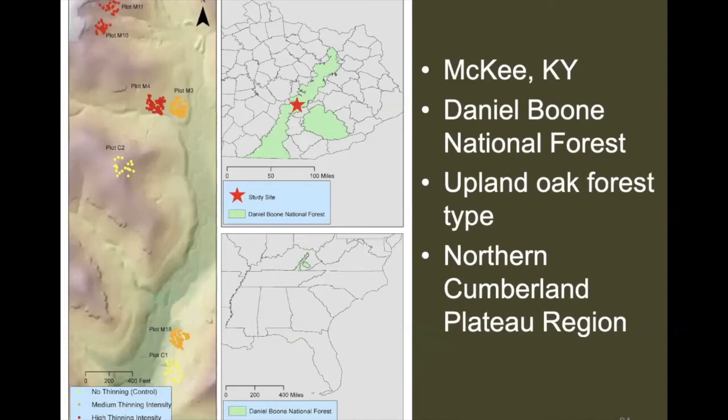This is a map showing that the Daniel Boone National Forest is in the southeast region of the United States. It is close to McKee, Kentucky. It's considered an upland oak forest type and part of the northern Cumberland Plateau region. The figure on the far left shows how the plots were arranged across this watershed. The plots in yellow are our control plots, meaning that no thinning has occurred and they did not get thinned at the same time as the other stands. The orange plots are a medium thinning intensity, and the red plots are what we deem a high thinning intensity.